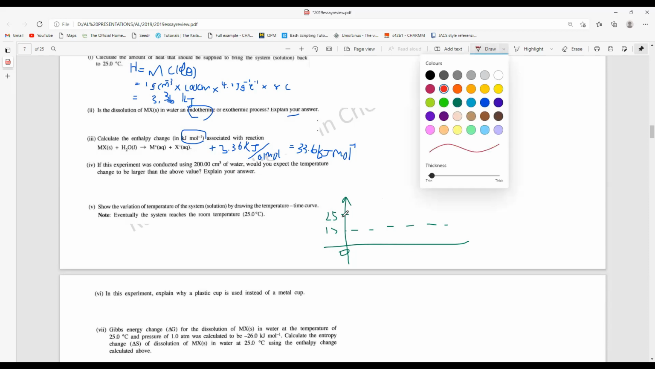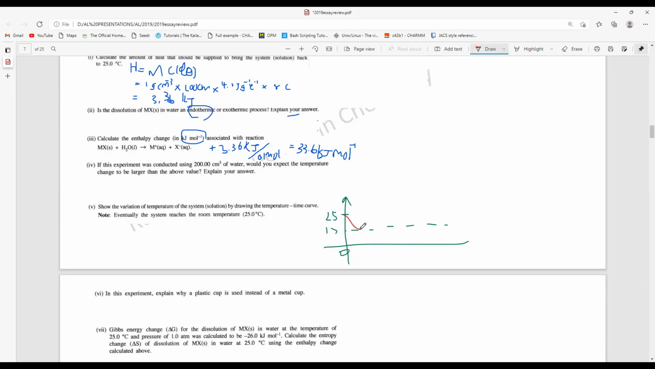Normally it would decrease like this when the dissolution is completed, and then over time it will come to this 25 degrees Celsius. That is what they are. Then it goes like this. Now it is constant. So think about this thing a little bit.